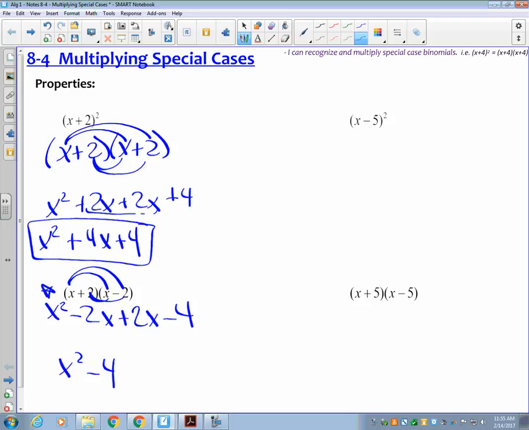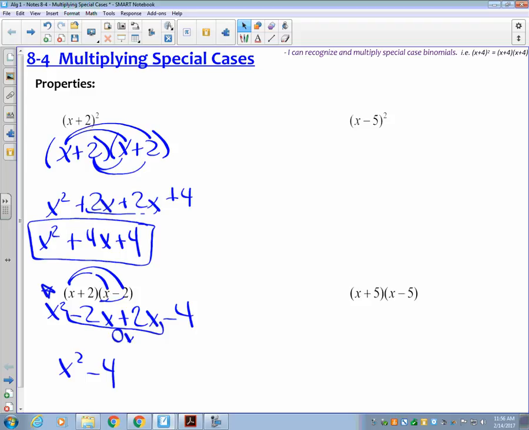When I have one that's positive and its identical buddy that's negative, the middle guys cancel out. So I'm just left with, so this is negative 2x plus 2x is 0x. So I'm just left with the x squared minus 4. So this is a special case. Identical items, except one's positive and one's negative.